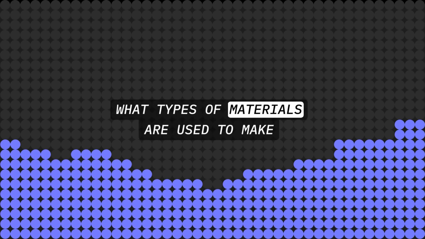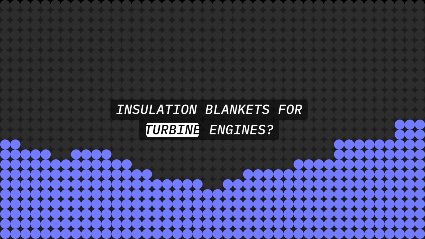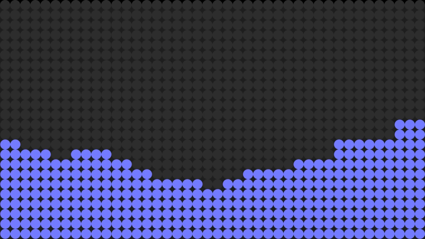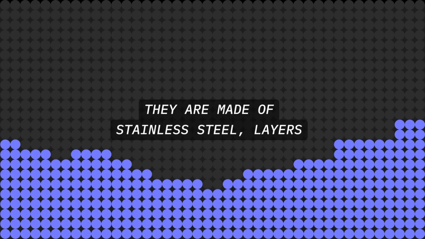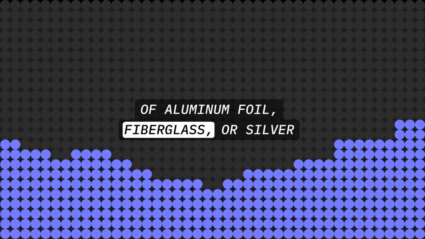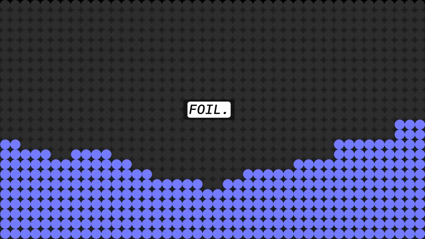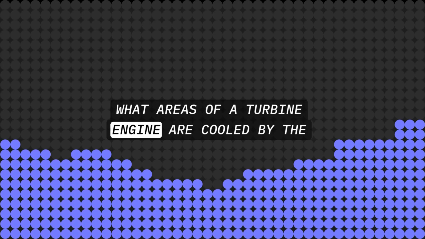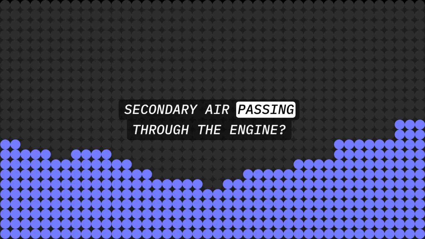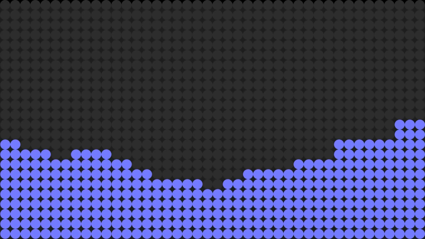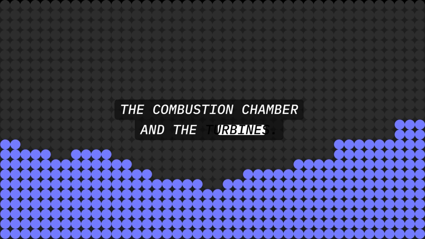What types of materials are used to make insulation blankets for turbine engines? They are made of stainless steel, layers of aluminum foil, fiberglass, or silver foil. What areas of a turbine engine are cooled by the secondary air passing through the engine? The combustion chamber and the turbines.